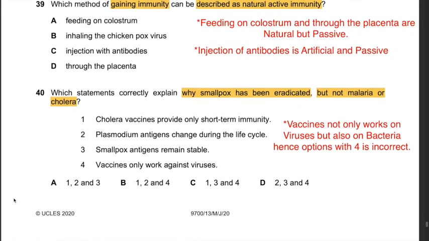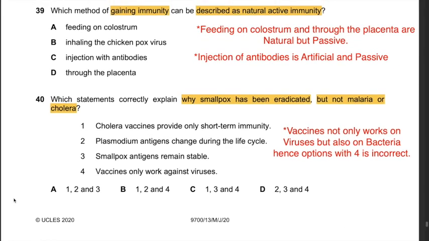Question 39. Which method of gaining immunity can be described as natural active immunity? A. Feeding on colostrum. B. Inhaling the chickenpox virus. C. Injection with antibodies. D. Through the placenta. Options A and D are both natural, however passive immunity. Comparing between B and C, C, injection with antibodies, is artificial and passive. Therefore, that leaves us with B. Inhaling the chickenpox virus, described as natural active immunity.